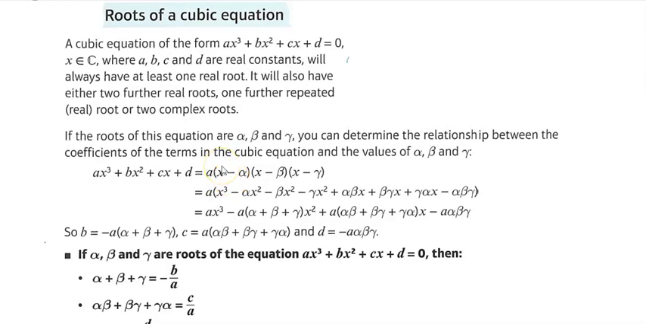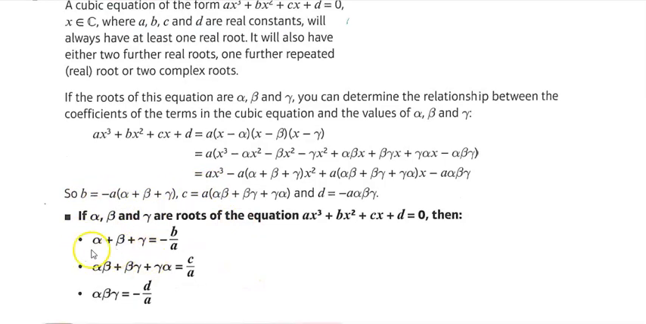In this video, we're going to be looking at extending from roots of quadratics to roots of cubics. So a cubic equation of the form ax cubed plus bx squared plus cx plus d equals 0. There's a whole pile of working out here, but it's very similar to the last one. But basically, we get to the sum of your roots, alpha plus beta plus gamma. If there are three roots, then the sum of your roots is equal to minus b over a.